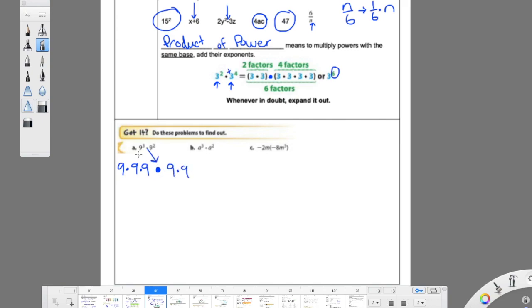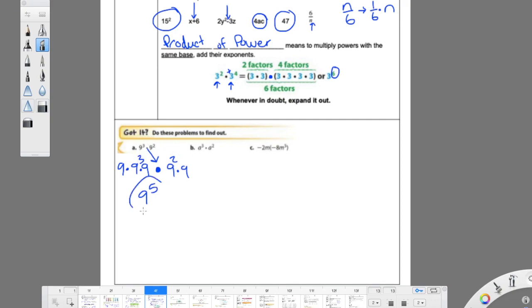So I have 9 cubed and I have 9 squared. So how many 9s do I have altogether? 5. So 9 to the 5th power. So again, I had 3 here, I had 2 here. I'm just adding how many I have. 3 plus 2 is 5.